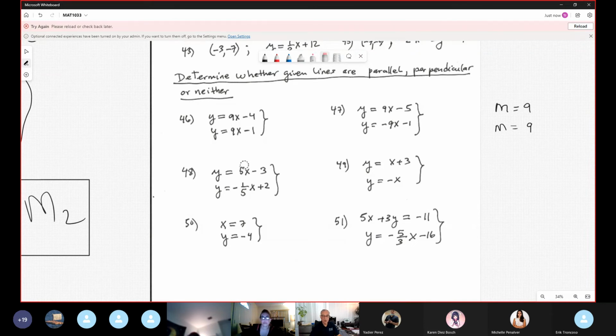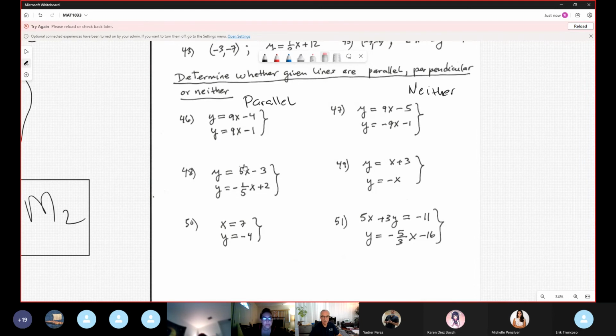What do you think about 47? Parallel, perpendicular, or neither? Neither. Very well. Neither, because it's opposite sign, but no reciprocal. Right? Good. This is parallel. This is neither, or neither. I don't know what is the best pronunciation. I suppose both. This is the beauty of English.